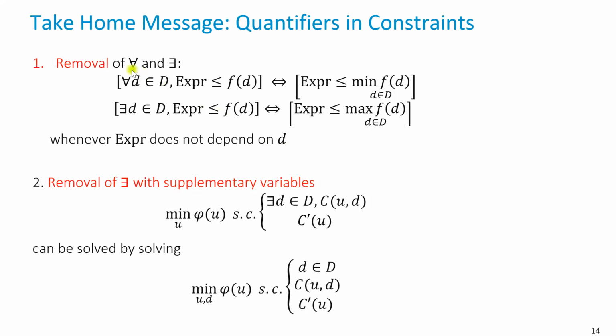First, if we have quantifiers in the form for all d, expression less than f of d, where expression does not depend on d, this is equivalent to saying the expression is less than or equal to the minimum. If we have there exists, it's equivalent to less than or equal to the maximum. Of course, if we had larger than, then we have similar results with min and max reversed. Which means that concretely, we can remove those quantifiers, which are embarrassing, by introducing supplementary optimization problems here.